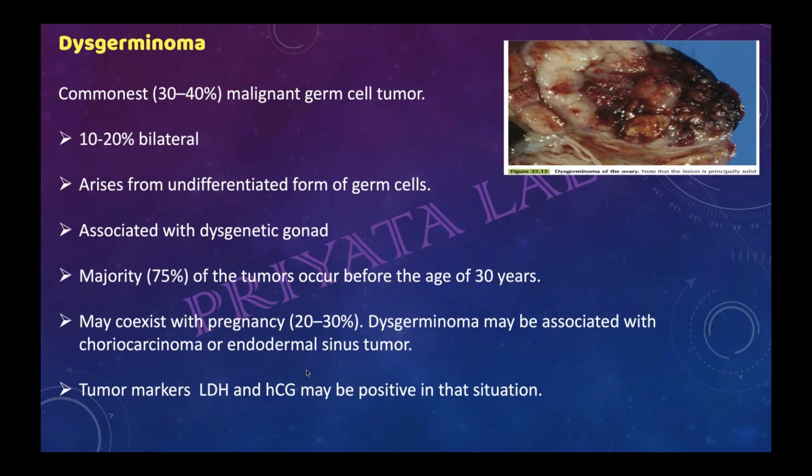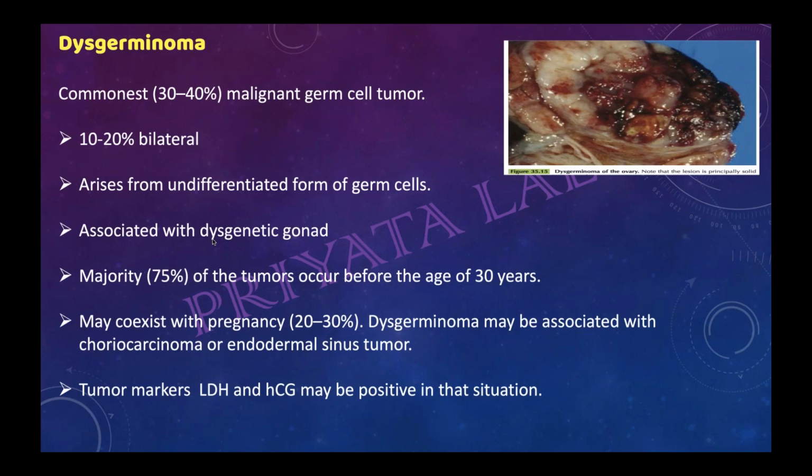Now coming to dysgerminoma, this you have to remember because a lot of questions come from dysgerminoma. Dysgerminoma is the commonest. We saw in that table also, 45% was dysgerminoma. Okay, this is from another book that wrote 40%, but that flow chart from the textbook shows 45%. So this is the commonest malignant germ cell tumor. It is bilateral, we read just now, and it arises from undifferentiated cells, which we also learned. And it is associated with a dysgenetic gonad.